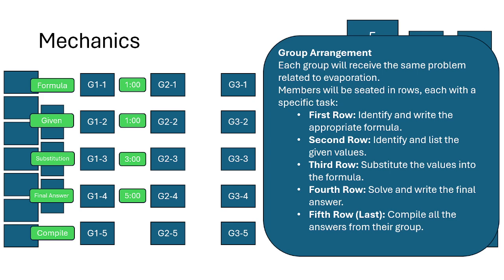First row, identify and write the appropriate formula. Second row, identify and list the given values. Third row, substitute the values into the formula. And fourth row, solve and write the final answer. For the fifth row, this will be the compilation of all the answers from their group. So this is the group arrangement for our Solve Shift game.